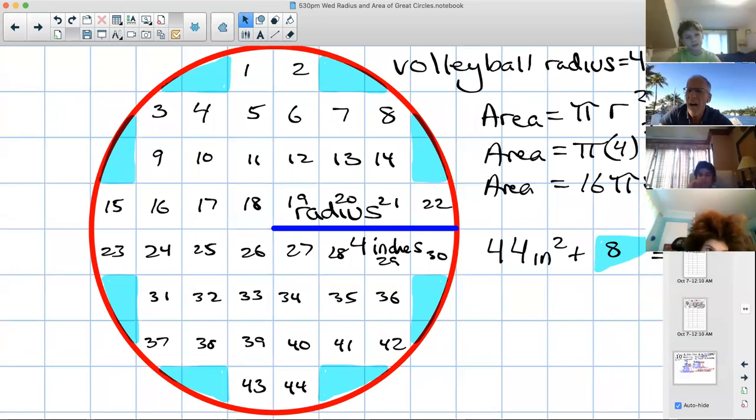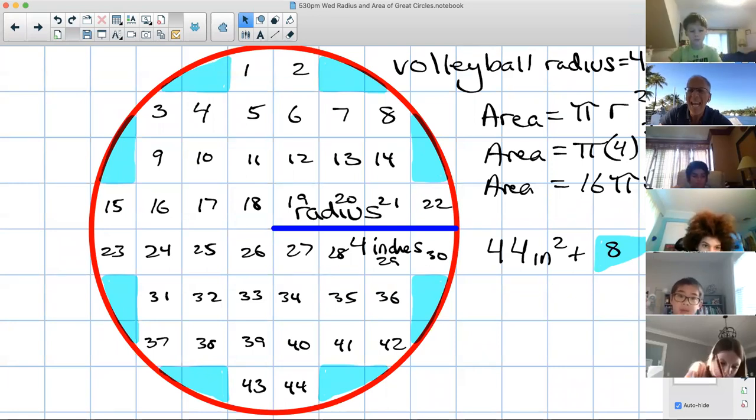So guys, a volleyball has a diameter of approximately 8 inches.